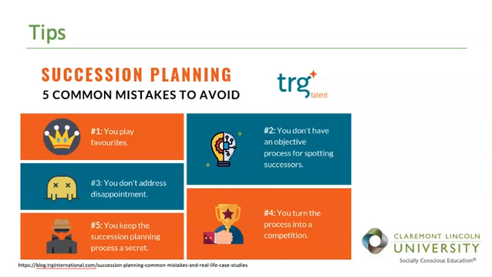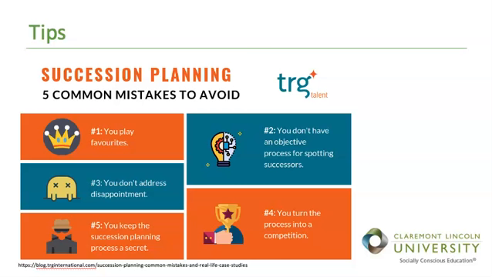As you can see from this graphic, the program I was in charge of made some critical mistakes. The 5 common mistakes to avoid. You play favorites. Yes, that happened. You don't have an objective process for spotting successors. We had a process. I don't know that it was objective. You don't address disappointment. When people don't know they're on the list, or if they think they are and they're not, that does present some disappointment, but no, we did not address it.